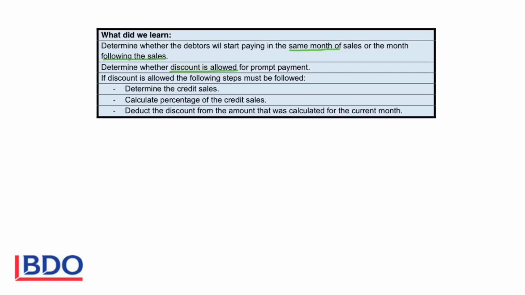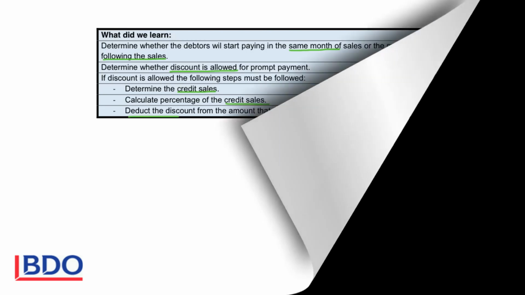If discount is allowed, the following steps must be followed. Determine what is the credit sales. Calculate the percentage that you're supposed to receive on the credit sales, and of this amount that you calculate here, you will deduct the discount so that you can determine what is the actual amount that will be received during the current month.